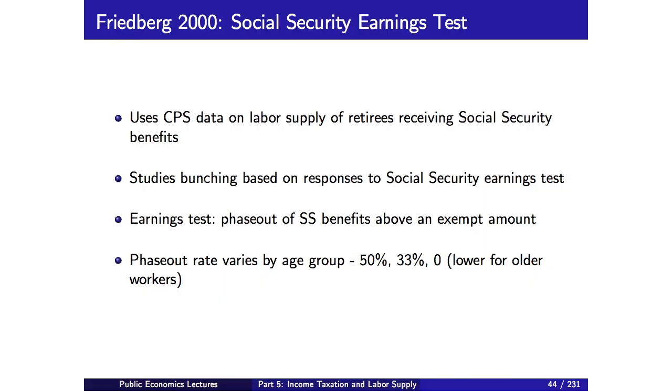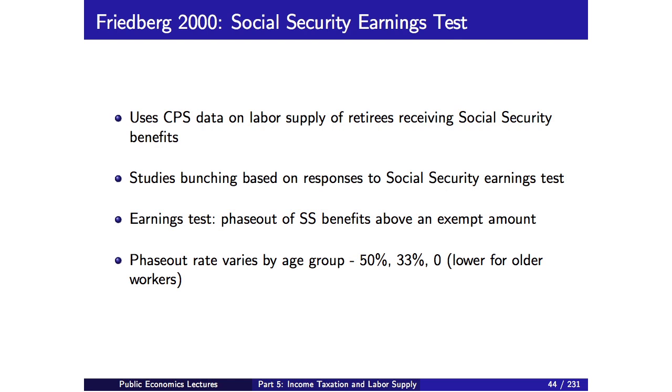All right, so let me show you a couple of other examples in the earlier literature before we get to the stuff which I think of as relating to the frictions agenda, of how there are firm-side responses and sluggish adjustment that complicate the picture. Another good early example of this bunching literature is a paper by Leora Friedberg on the Social Security earnings test, where she uses CPS data on the labor supply of retirees receiving Social Security benefits.